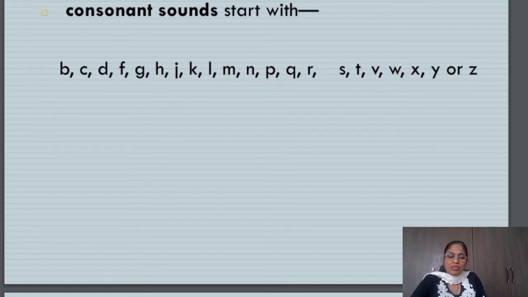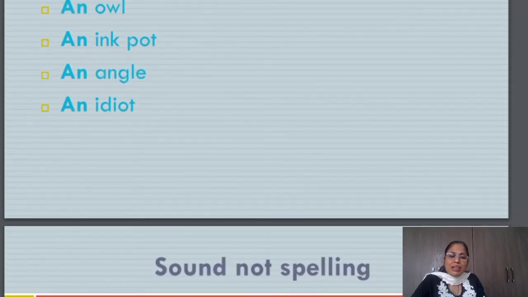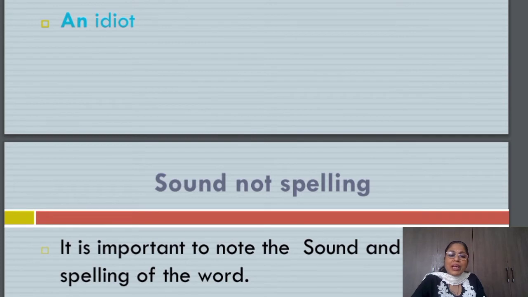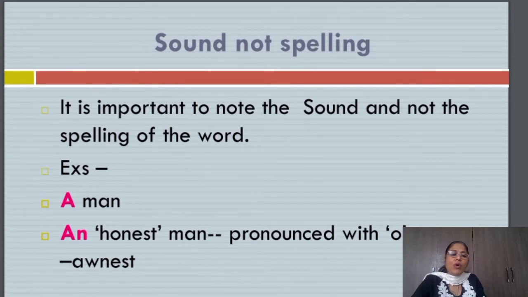So all those words which start with a consonant-like sound take a in front of them, and the others, that is A, E, I, O, U sound words, take an in front of them. For example, an owl, an inkpot, an angle, an idiot. It is not the spelling but the sound that is important when we choose between the article a or an.